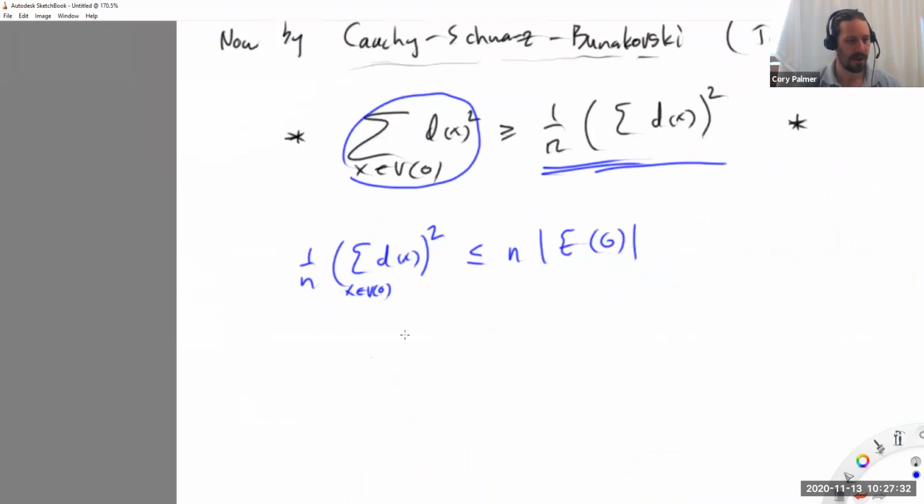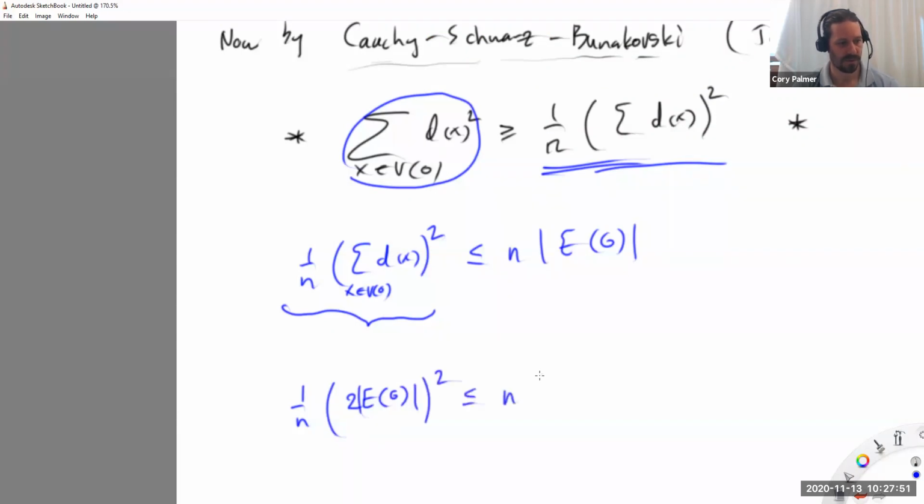Okay, so now we can apply the handshaking lemma to this. Yes, there's a square here, but it's outside the sum of the degrees squared. So I have 1 over n times the sum of the degrees, which is 2 times the number of edges of G, squared. And this is at most n times the number of edges of G.